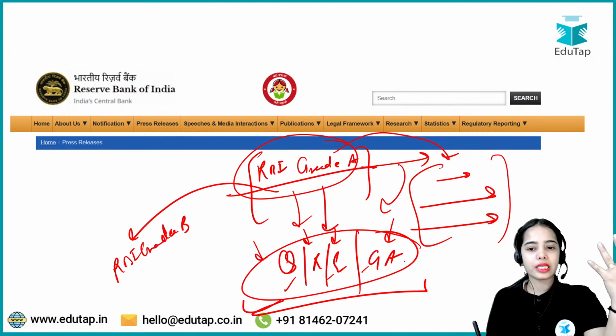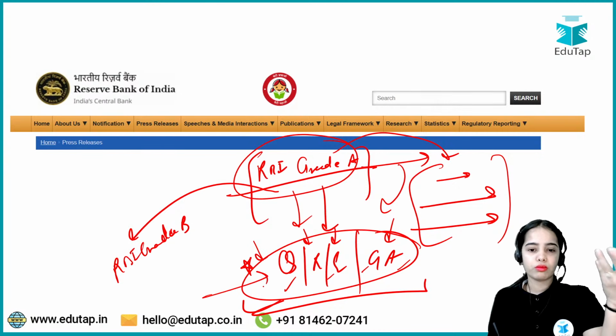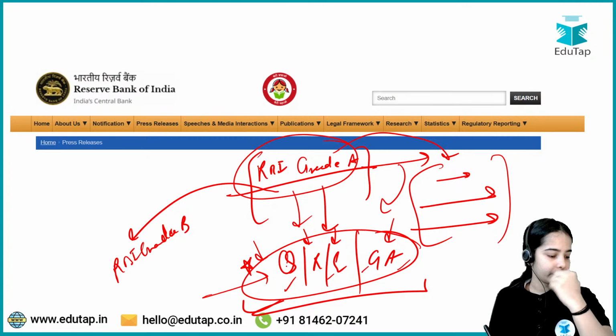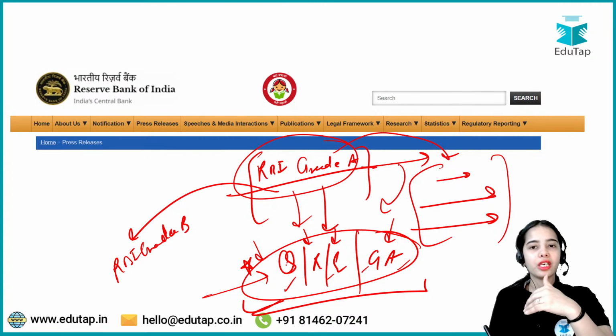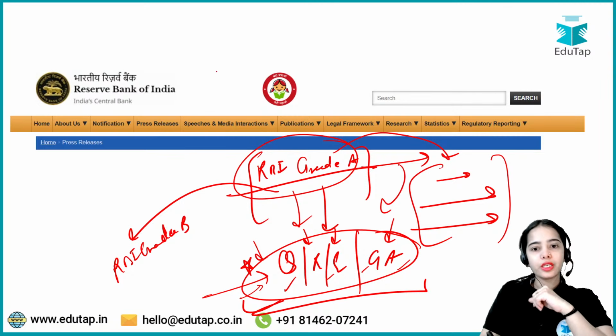And quant, reasoning, English, GA, I think there is no examination that can be conducted in the regulatory body domain without these. Okay, so I would suggest you cover them. If it is not merit based, at least sectional will be there. Okay, chalo. Any other confusion?